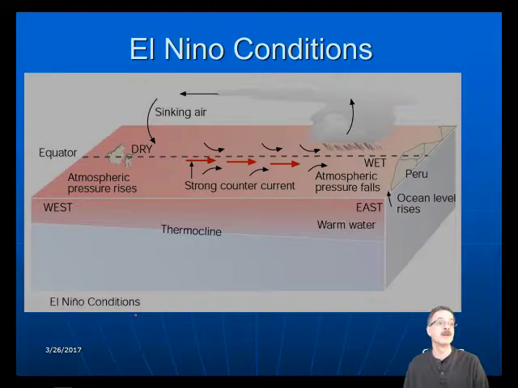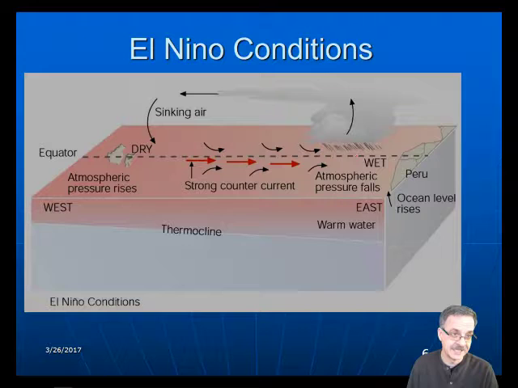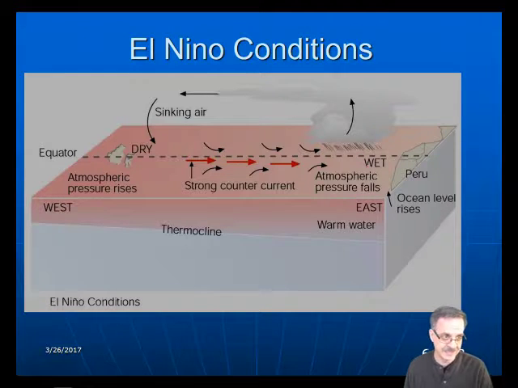So what happens in an El Nino condition is the high and low weaken and change positions. Where Peru is, you get a low pressure system, and where Indonesia is, they get a high pressure system. So the sinking air is down here, and so you get a surface high, and the rising air is here, and so you get a surface low. And then the prevailing wind patterns change direction. So they're blowing the opposite direction from before.